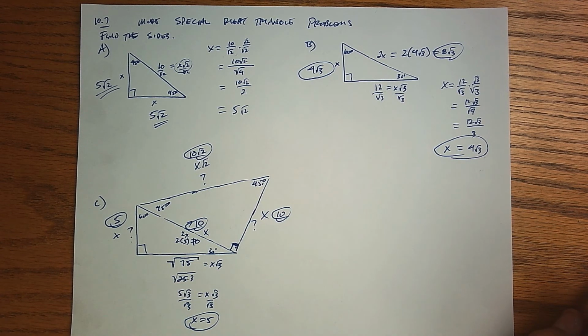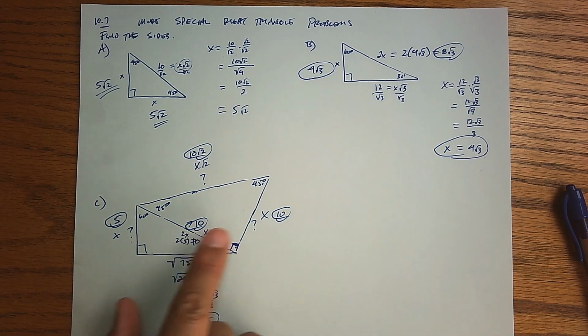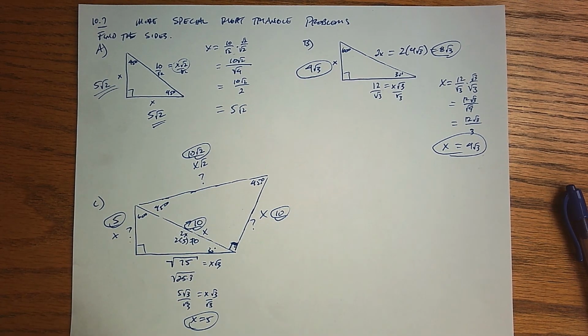So what looked like a very daunting problem actually turned out very easy because we had patterns within patterns. So that side's 5, that side's 10, this side's 10, and that side's 10 square roots of 2 because of our special patterns. So just look at it, break it down into pieces. You guys can do it.